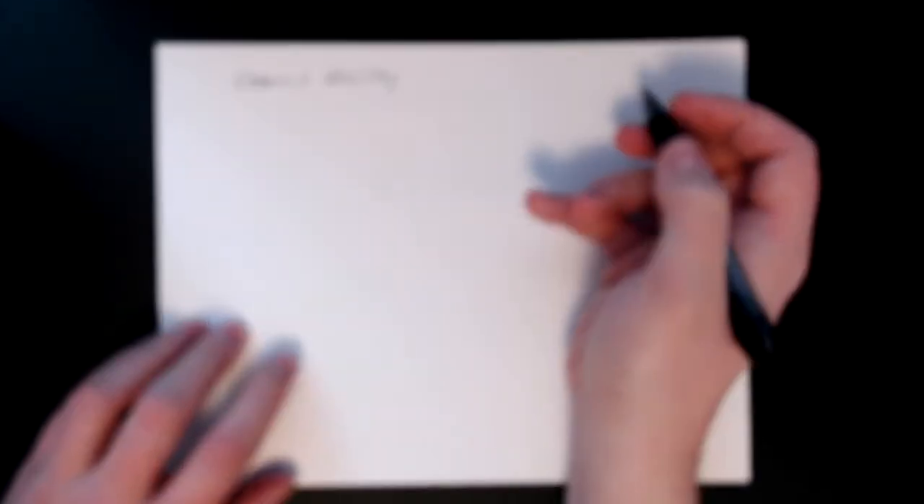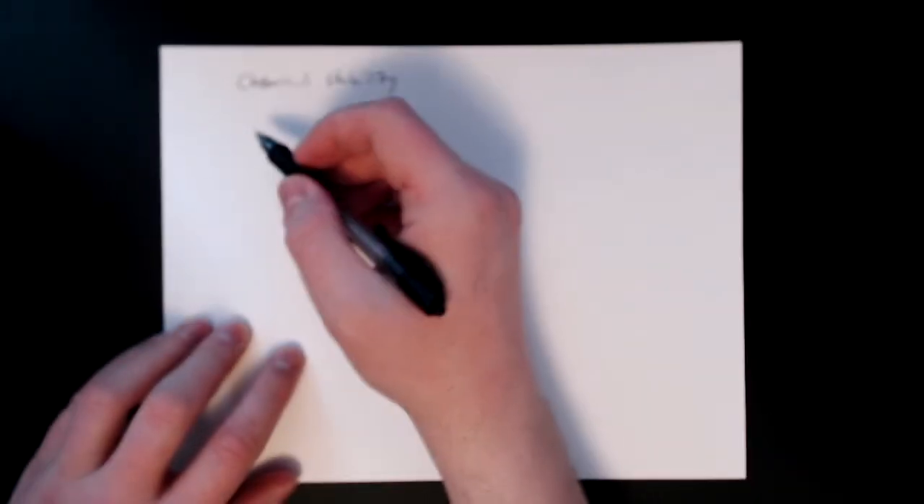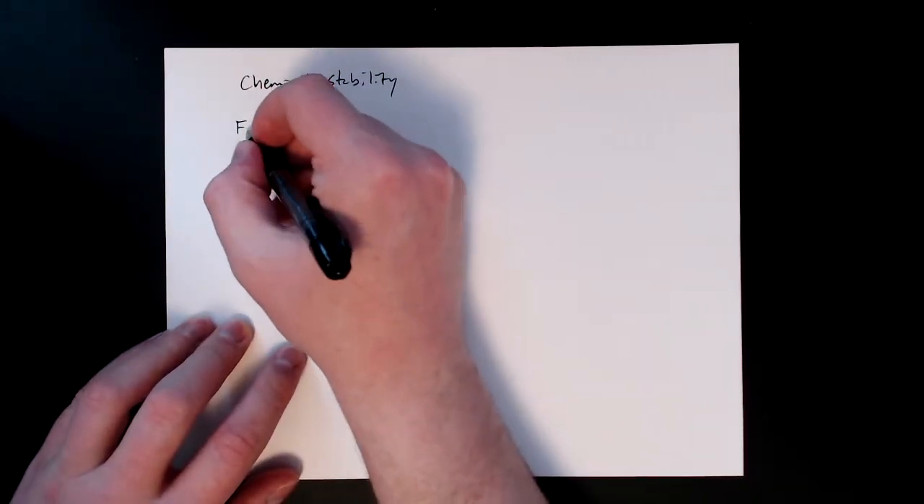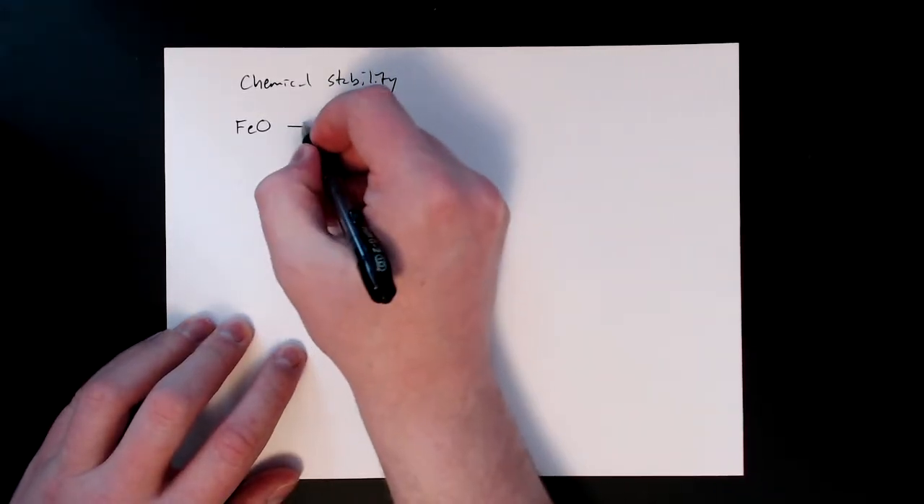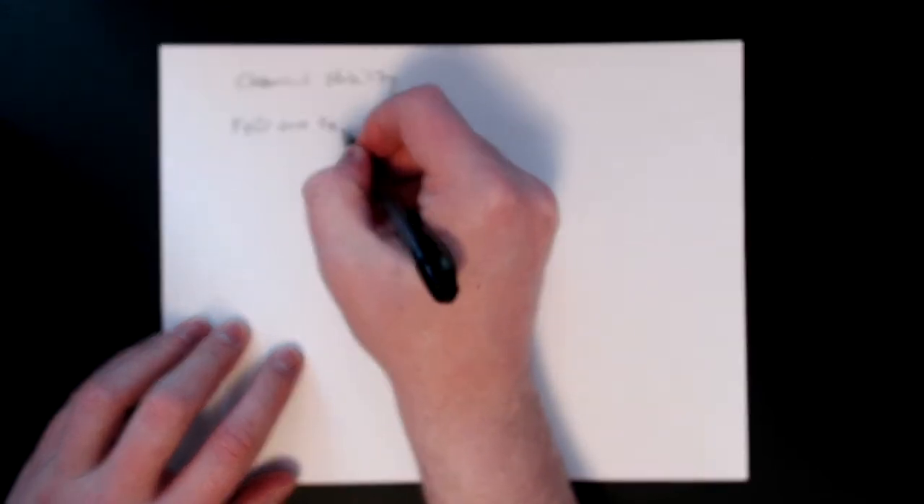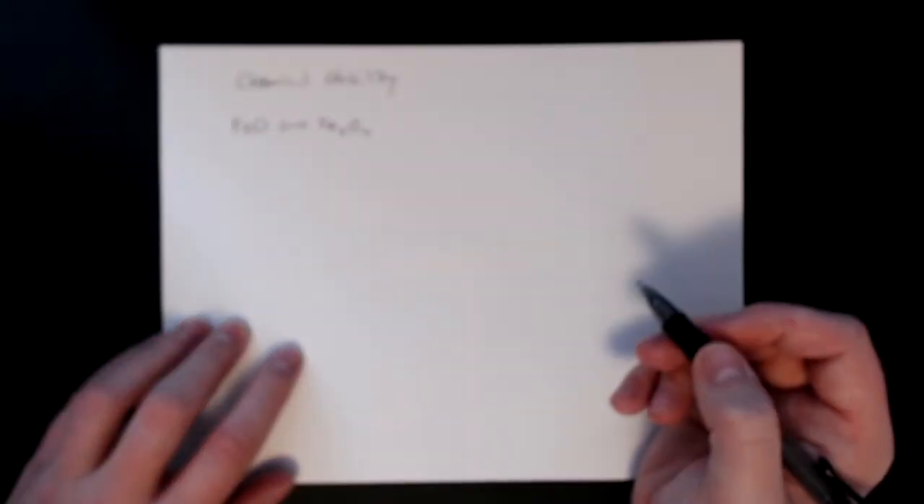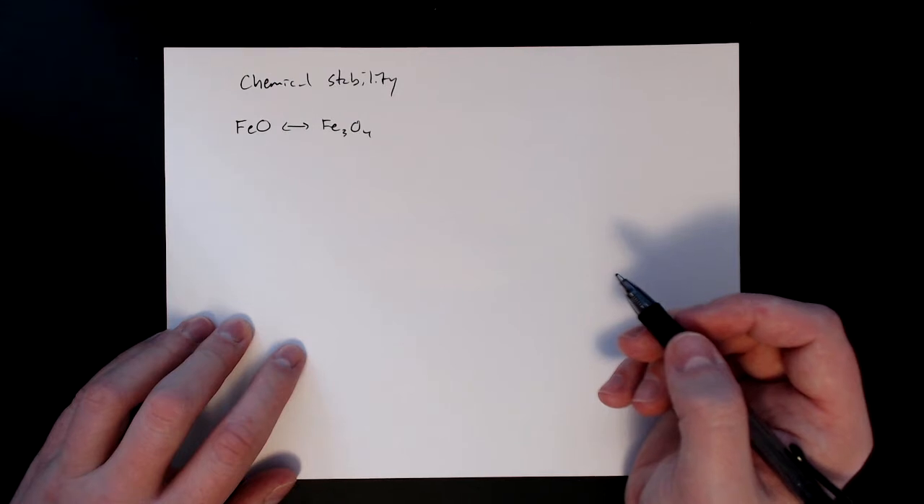of the next set. Sorry for the zoom again. So now let's look at between iron oxide, FeO, and then the next highest oxide, which would be Fe3O4. So let's look at the stability between these two.